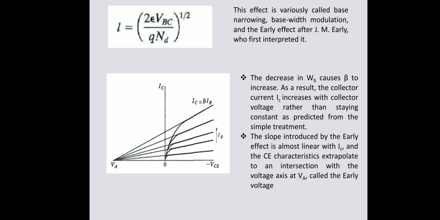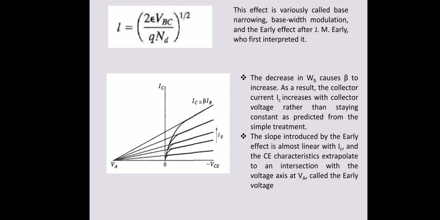We can see the equation that relates this L. L is the square root of 2 epsilon VBC by Q N. We can also call this effect base narrowing, base width modulation, or early effect, because it was first interpreted by J.M. Early. So we can see this decrease for a common emitter configuration.